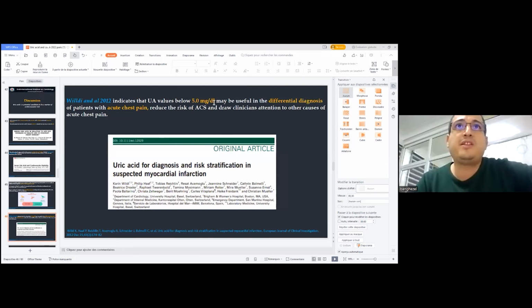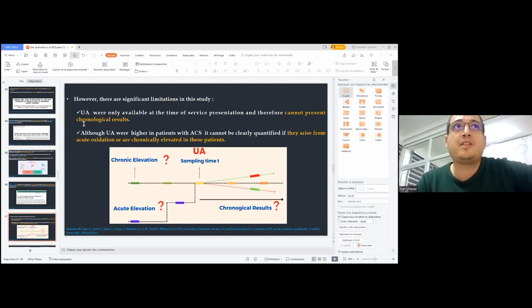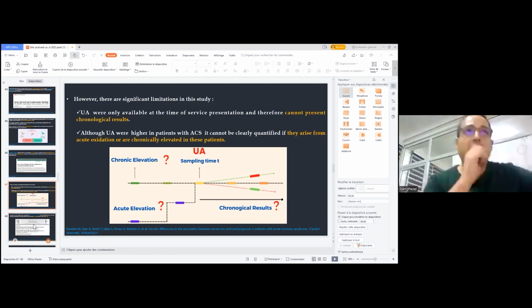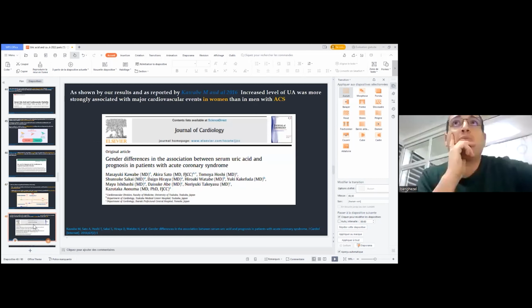However, there are significant limitations in this study. Uric acid was only available at the time of presentation and therefore cannot present a chronological result. Although uric acid was higher in patients with ACS, it cannot be clearly quantified if it arises from acute oxidation or is chronically elevated in these patients. As shown by our results and as reported by this study, increased level of uric acid was more strongly associated with major cardiovascular events in women than in men.